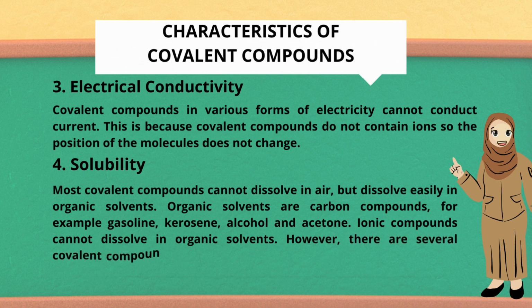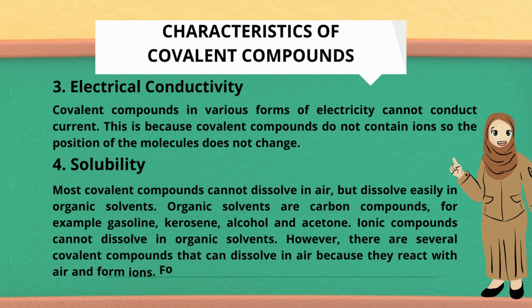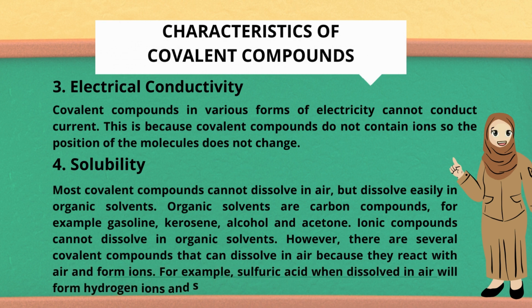And the fourth is solubility. Most covalent compounds cannot dissolve in water, but dissolve easily in organic solvents. Organic solvents are carbon compounds, for example gasoline, kerosene, alcohol, and acetone. Ionic compounds cannot dissolve in organic solvents. However, there are several covalent compounds that can dissolve in water because they react with water and form ions. For example, sulfuric acid, when dissolved in water, will form hydrogen ions and sulfate ions.